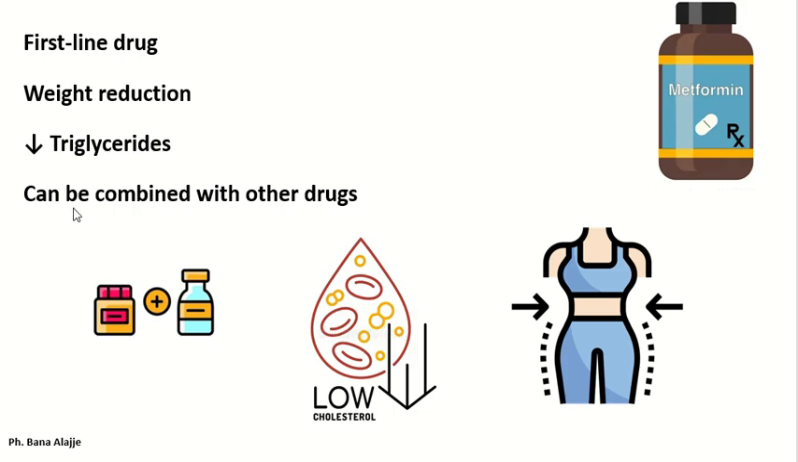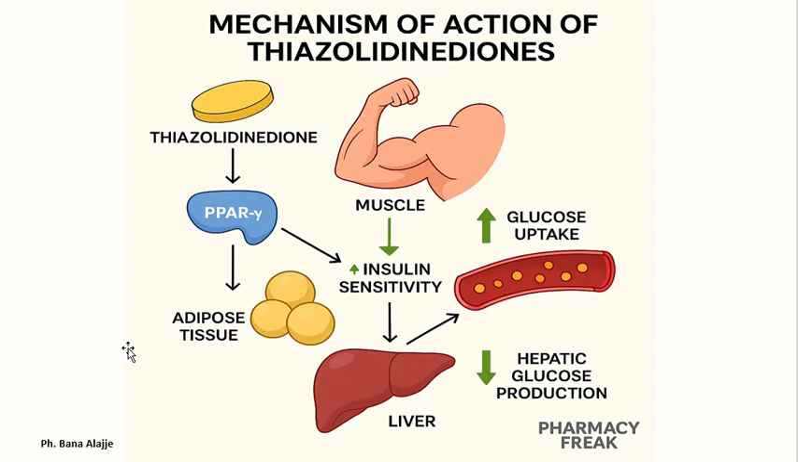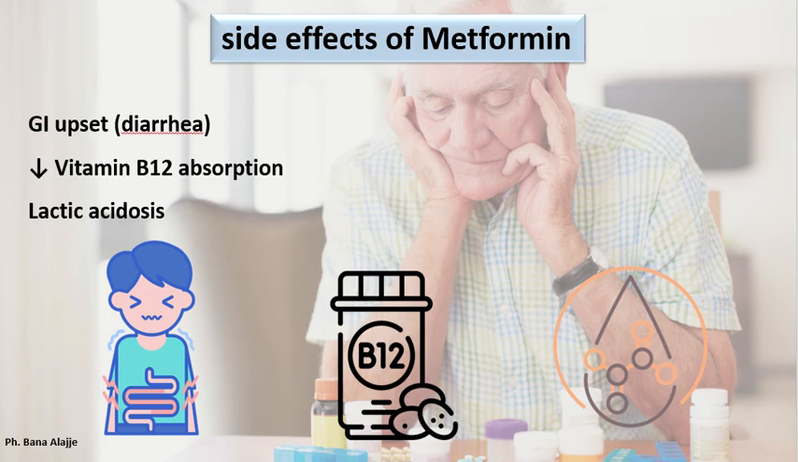Metformin is the first-line treatment, as I said before, helps reduce weight, lowers triglyceride levels, and can be safely combined with most other antidiabetic medications, including sulfonylureas. Common side effects include gastrointestinal discomfort, such as diarrhea, which is why it should be taken with food. It can also reduce vitamin B12 absorption and may cause lactic acidosis.